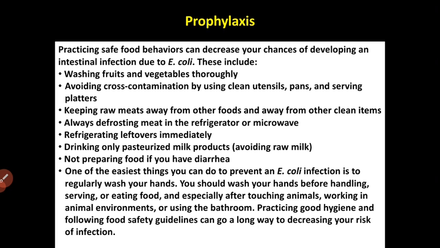Prophylaxis. Now, what are the actions we need to take to prevent this disease? Practicing safe food behaviors first. Now, in this, what we can do is washing fruits and vegetables thoroughly, avoiding cross contamination by using clean utensils, pans, and serving platters. Okay. Keeping raw meats away from other foods and away from other clean items.